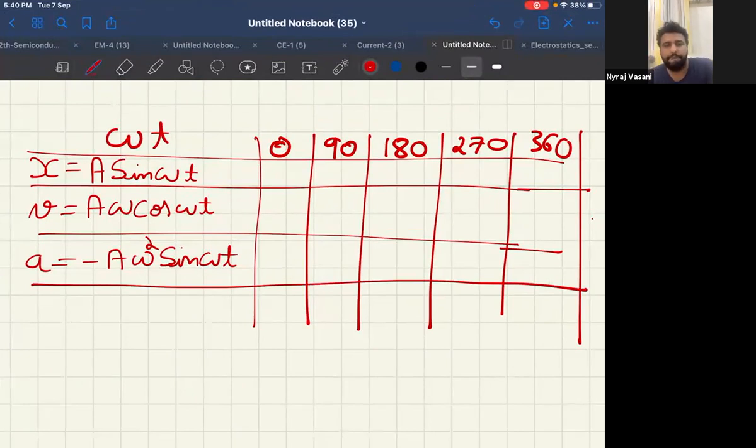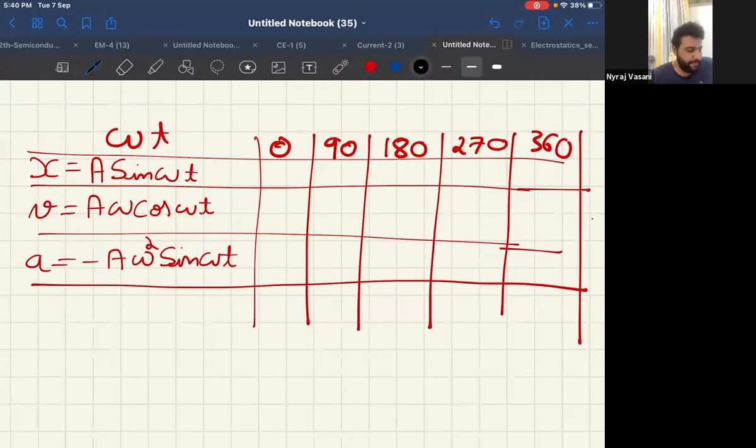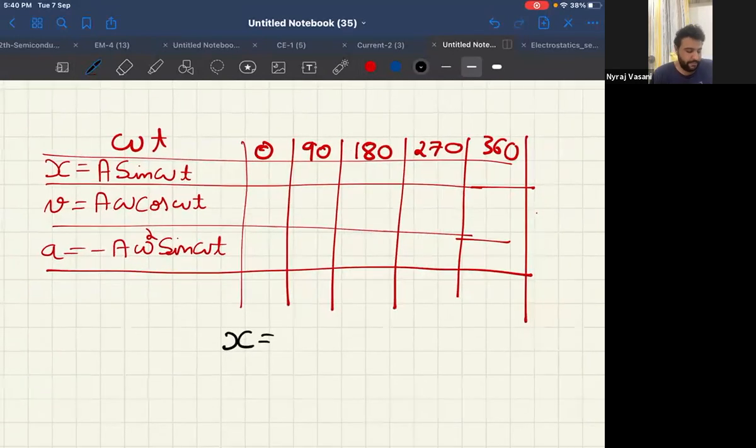Look at the screen. I have made a table. In that table, I have written the values of X, V, and A. Clear? Now I need to fill the table. So please listen to me carefully and then we will start, okay? Now first let me take x is equal to A sine omega t. Please look at the screen.